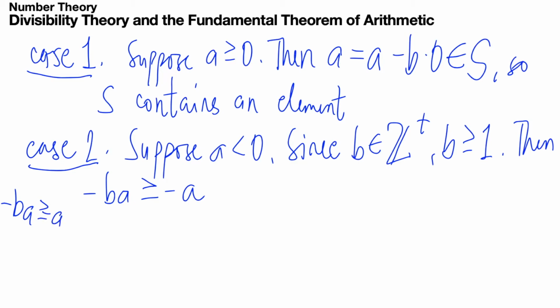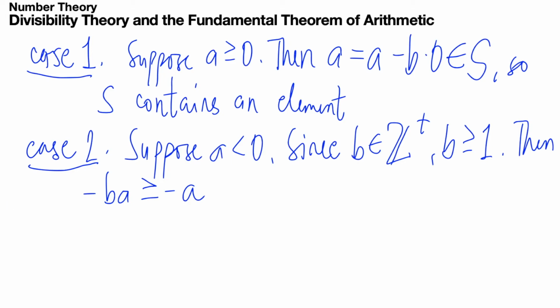Remember that a is negative. So we start with ba is less than or equal to a. If a is negative 2, b can be 1, so they are equal. If b is 2, this becomes negative 4, which is less than or equal to negative 2. But notice if we multiply them by negative 1, the sign will change because these will now become positive, as there's a negative sign outside. So that's why we have it here.